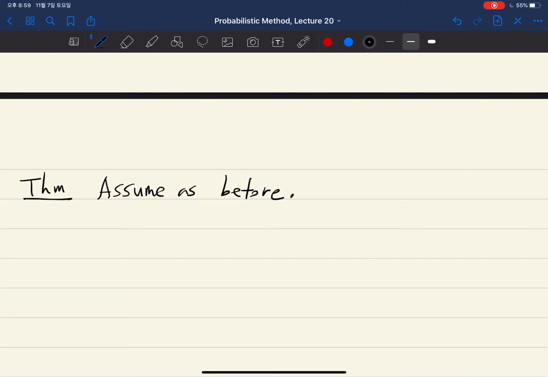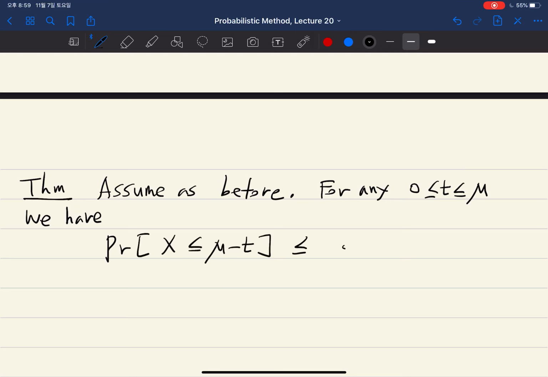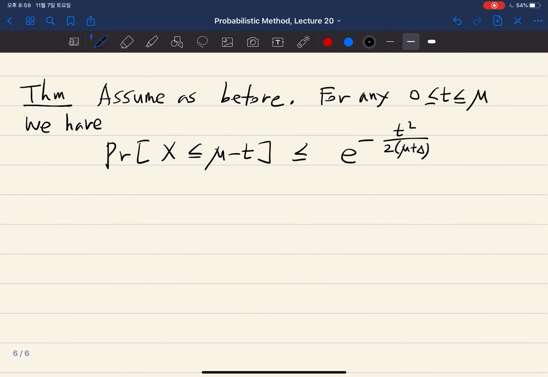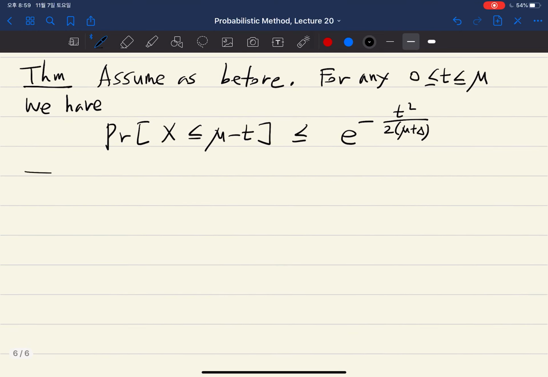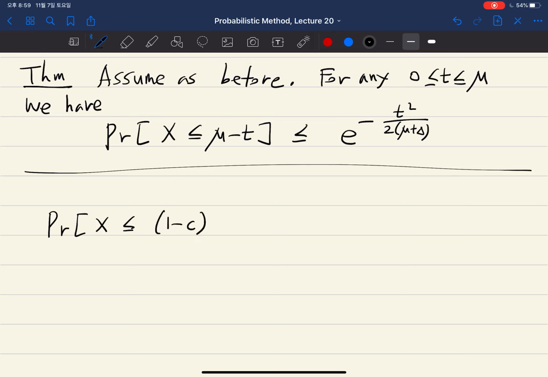So the following theorem actually provides such a tool. We assume as before, delta, mu, and B sub I, or x all assumed in the same way. And we consider some t between 0 and mu. Then the probability that x is smaller than mu minus t is at most e to the negative t squared over 2 mu plus delta. So if we have this, then, for example, if we want to find the probability that the number of triangles is small, then let's say x is the number of triangles in a random graph.